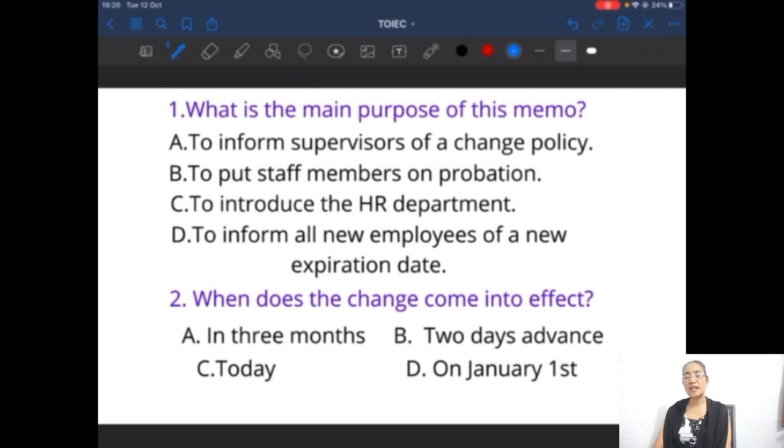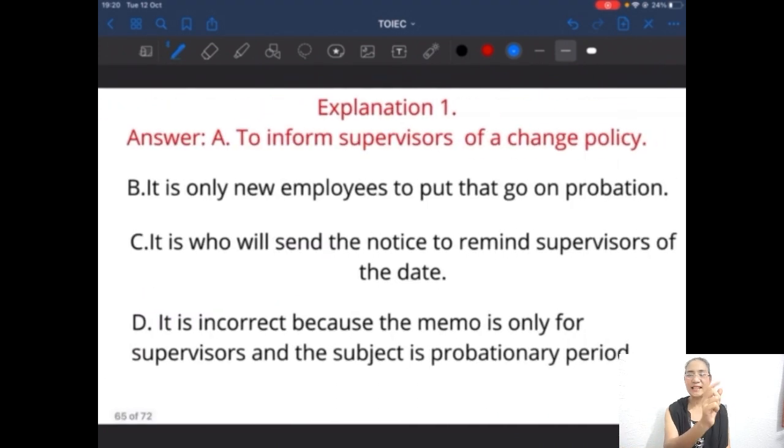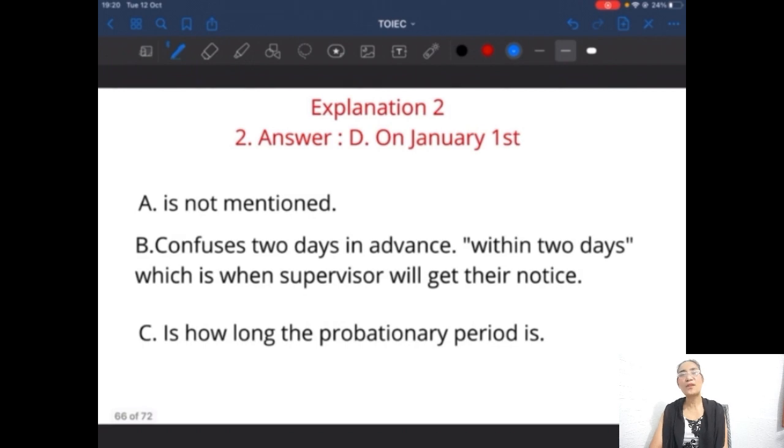When does the change come into effect? A. In 3 months. B. 2 days in advance. C. Today. D. On January 1st. The correct answer is letter D. Okay, on January 1st.